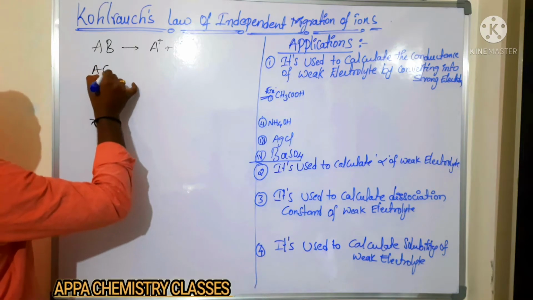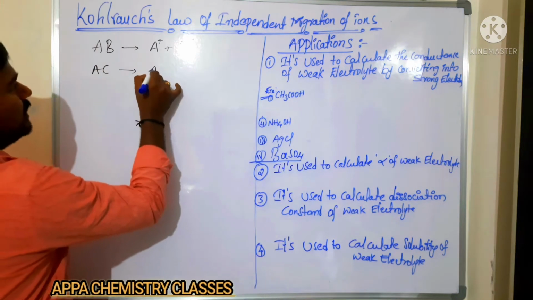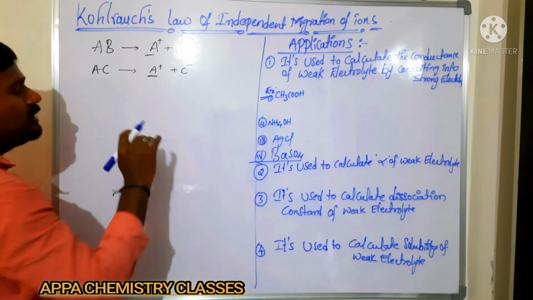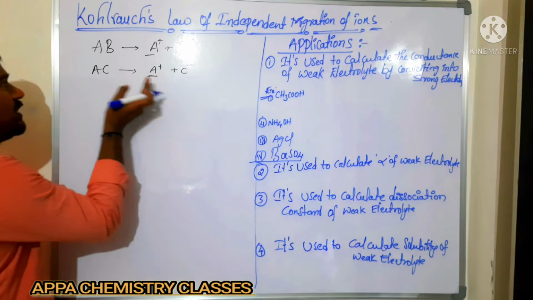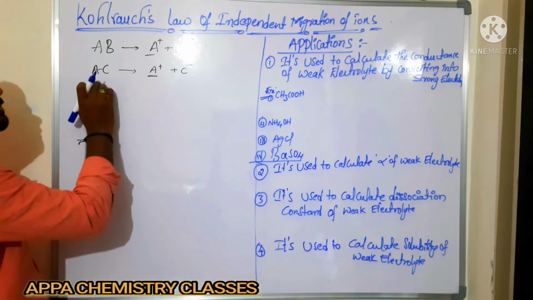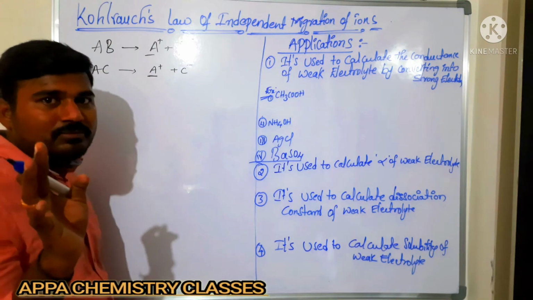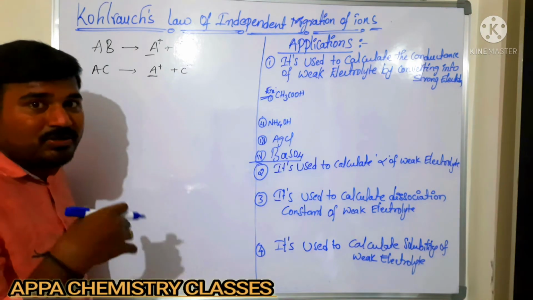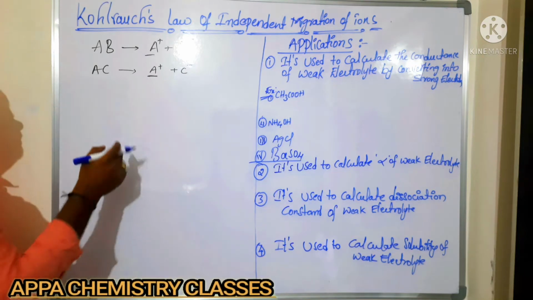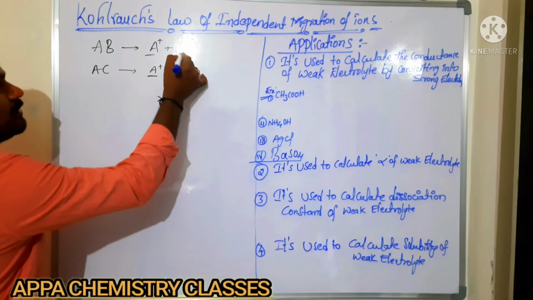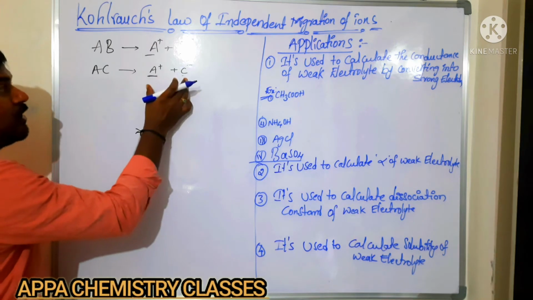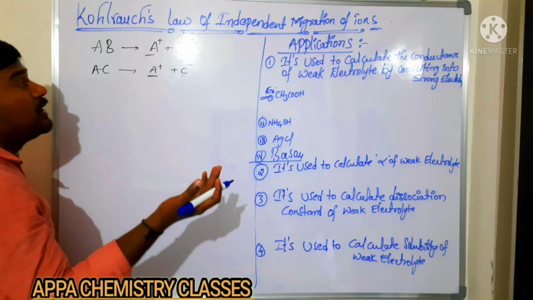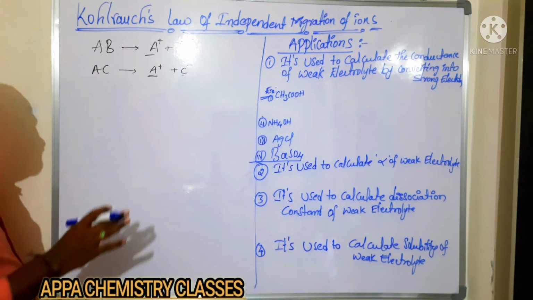Say for example, if it is combined with C also, it has A plus and C minus. The conductance of this cation will be the same towards the electrolytic solution irrespective of the combining ion. Is that clear? So that is what we call Kohlrausch's law. This law is also defined in another way. Because the ions have fixed conductance, the sum of the ionic conductances at infinite dilution is equal to the conductance of the electrolyte.